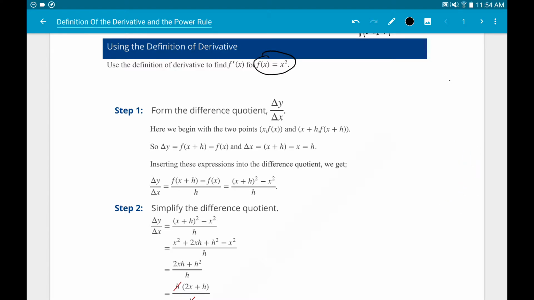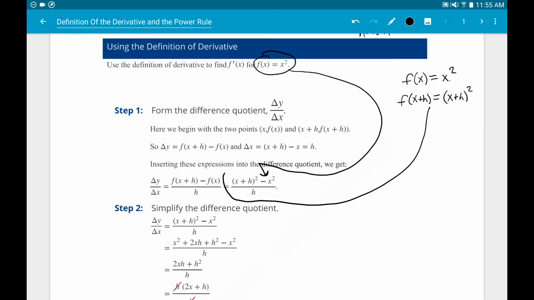Well, if you look at the question, f of x is x squared. So that's where they're getting the x squared right there. All right, now where is this x plus h squared coming from? So think about it this way. If f of x is x squared, and I want to plug in x plus h in place of x, I'd have x plus h squared. So that is going to go in for f of x plus h. That's where they're getting the numerator there. They get x plus h squared minus x squared all over h.